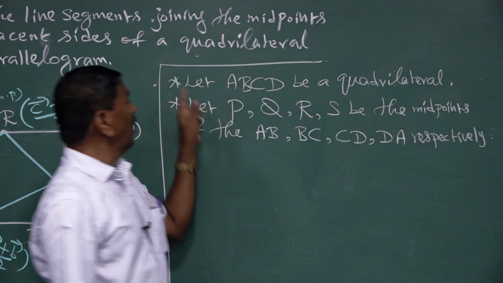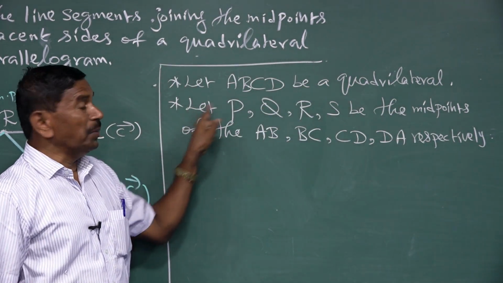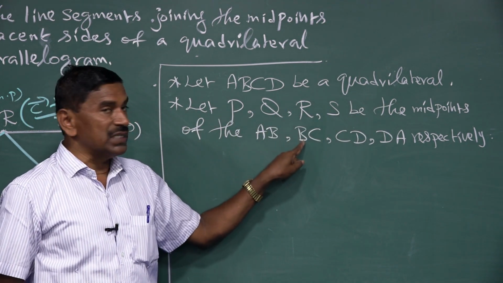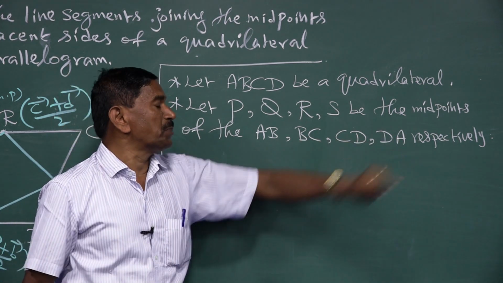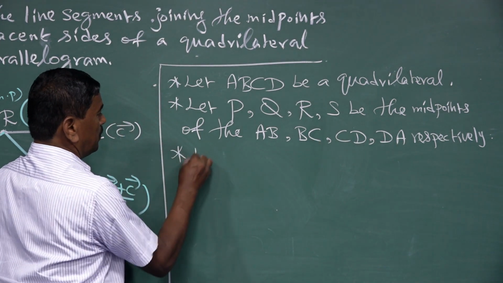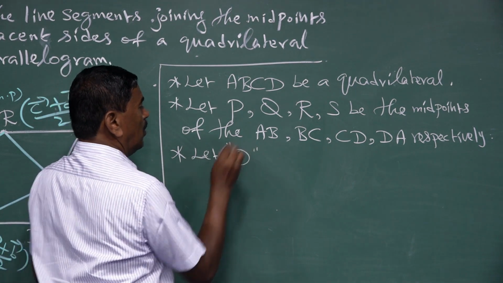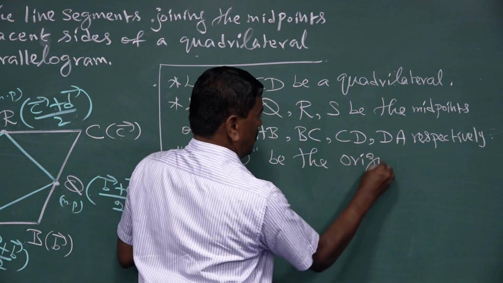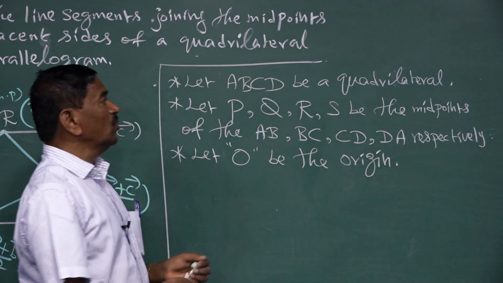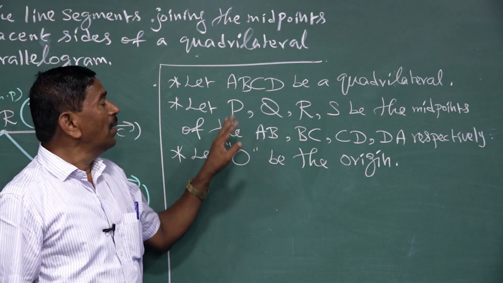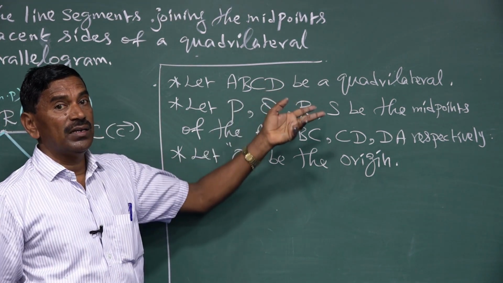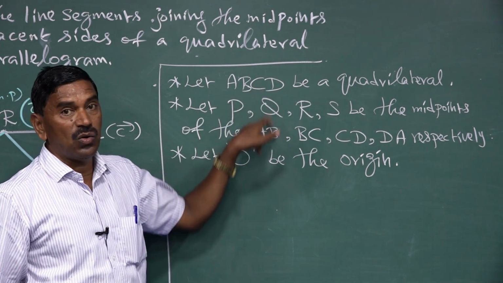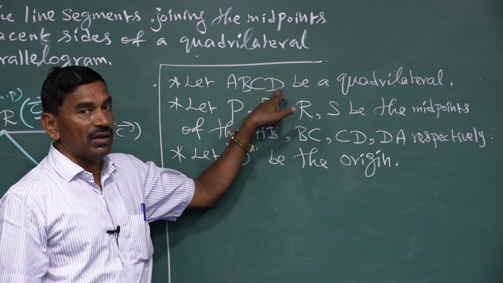Okay, again listen. Let ABCD be a quadrilateral. Let P, Q, R, S be the midpoints of the sides AB, BC, CD, DA respectively. Let O be the origin. Now, the position vectors of the points A, B, C, D are OA vector equal to A vector, OB vector equal to B vector, OC vector equal to C vector, OD vector equal to D vector.